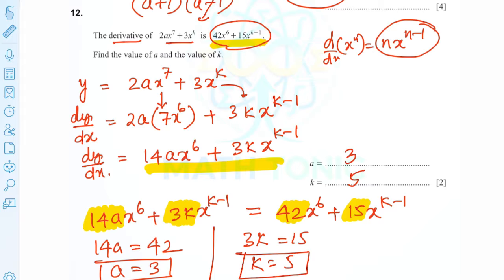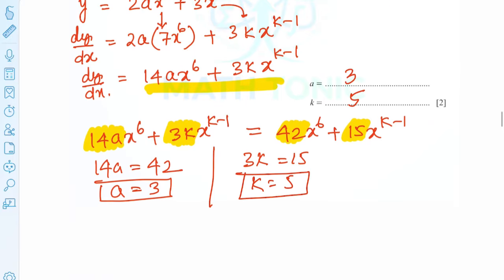Got it? So I tried to find the differentiation of this, and the answer which is given, I tried to match it up, compare the coefficients and get the value of the variables, whatever they are, a and k is given here. Clear?